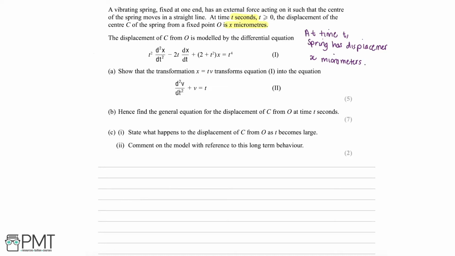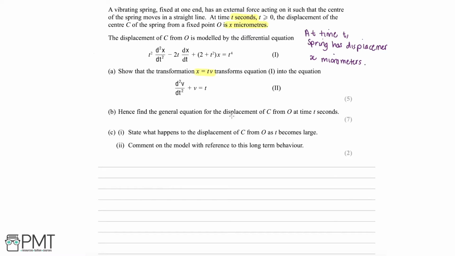For part A, we need to show that the transformation x is equal to tv transforms the equation I, which is this equation over here, into the equation the second derivative of v with respect to t plus v is equal to t. Well, because we're given a transformation that x is equal to tv, we know that this question wants us to tackle reducible differential equations, where we use our substitution in order to reduce this differential equation I into something that we can more easily solve, because t is a variable, and thus we can't use our conventional methods in order to solve this differential equation.